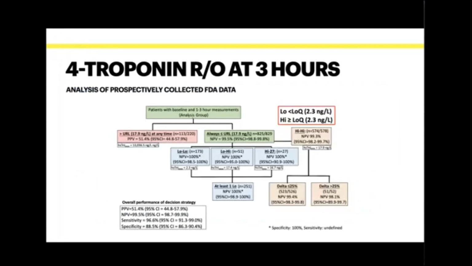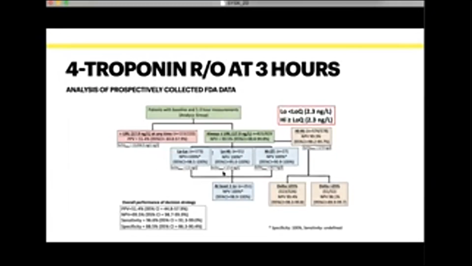There's a lot going on here, but what they ultimately found was that at these lower limit cutoffs, below the level of quantification, and they took two measurements. If either of these two values was below the upper reference limit of 17.9 and below the level of quantification, then they were not having an acute MI in the department, right? So let me just, you guys can see my mouse here. There's a group of people where they did the 1 and 3 hour measurements. And then they had people who were greater than 17.9 nanograms per liter at any time. Those people need to be discussed with cardiology most likely.